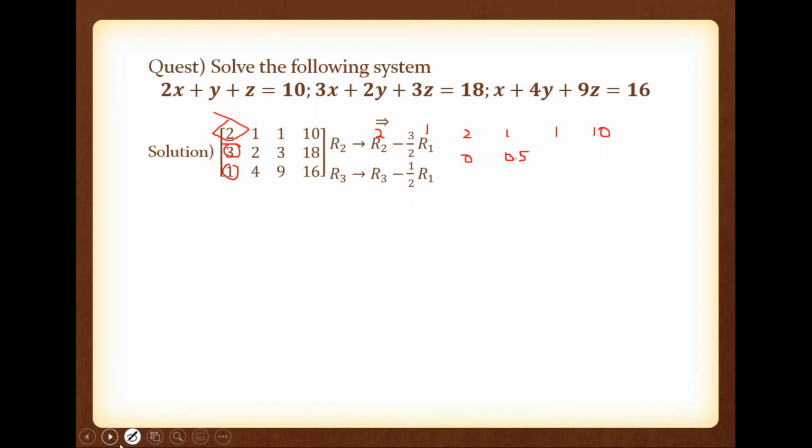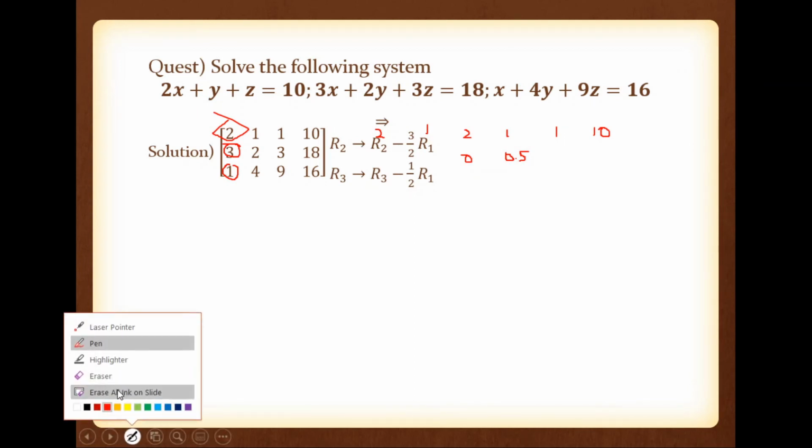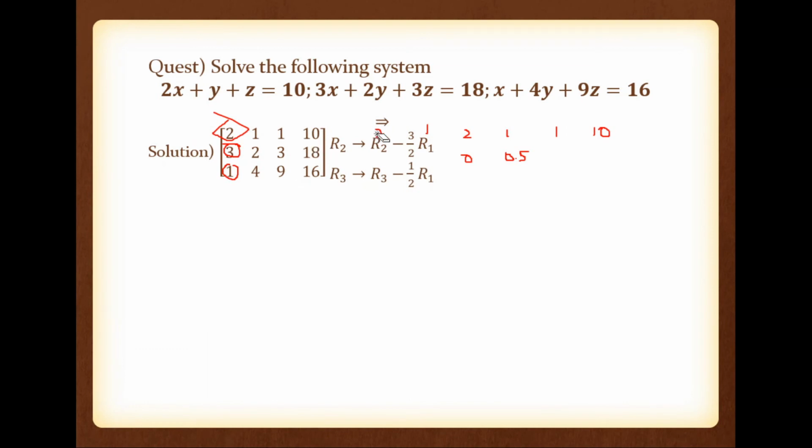Okay. So now what is the third element of row 2? The third element of row 2 is 3. So substitute 3 here. 3 minus, what is the corresponding first row element? 1. So substitute here. So 3 minus 3 by 2 into 1. You can see that it is 1.5. Right? 3 minus 3 by 2 into 1, that is 1.5.